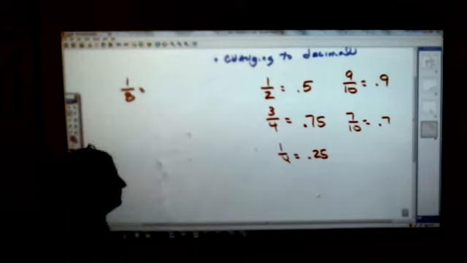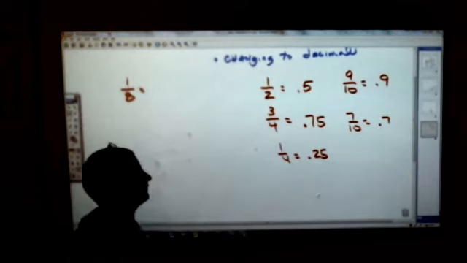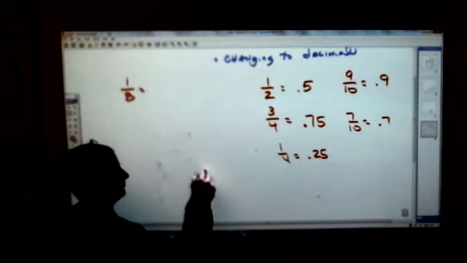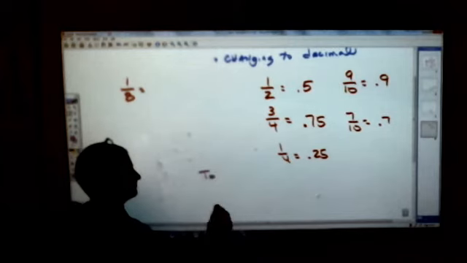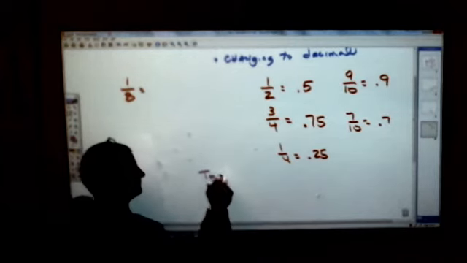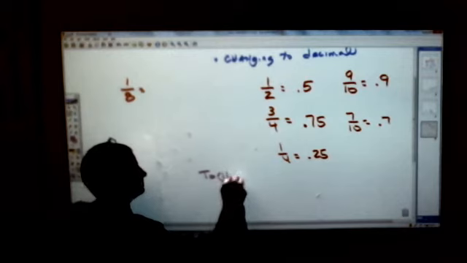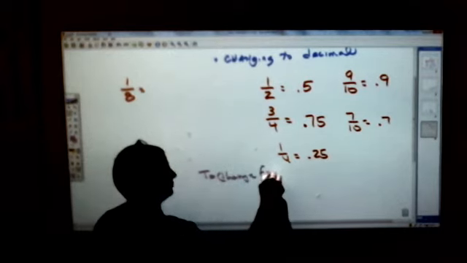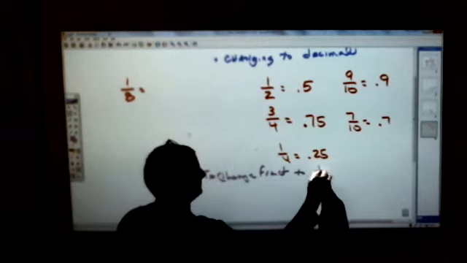Here, we'll write it down in the long mathematical phrase, and then you can write it in simple terms. Remember, to change a fraction to a decimal, you divide. Change fraction to decimal.